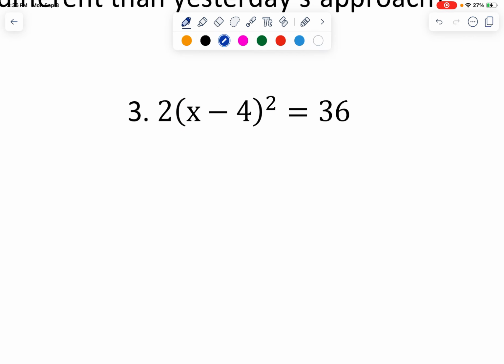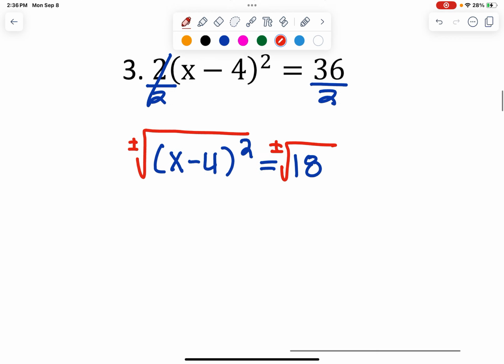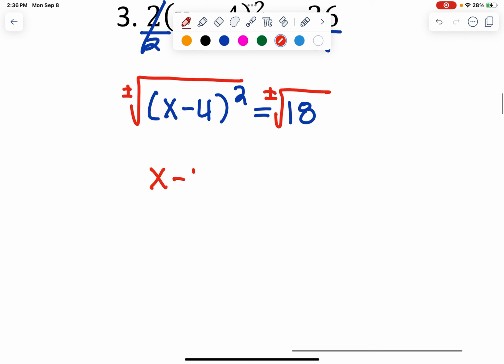Also, please notice you do not see an x squared and an x. So that way I know I can solve by square rooting. It is our easiest method. X minus 4 squared equals 18. And now I can square root both sides. So square root, don't forget to account for both the positive and negative solution that are going to work when you plug it back in.